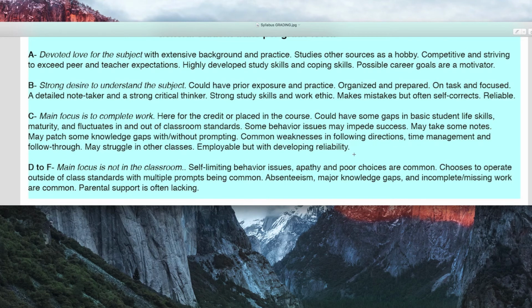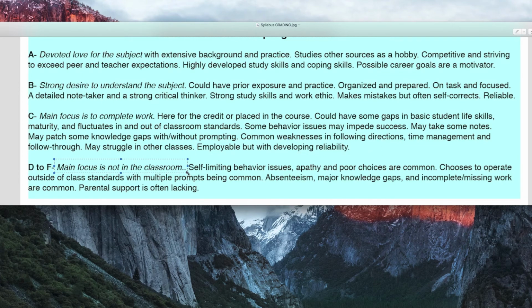A C-level student is generally employable. They'd be okay at an entry-level job. If they were in a competitive job, they would be let go in place of someone else who is more effective at it. Now, I've blocked D and F together because they're pretty much the same. D's do something, F's pretty much do nothing. So a D-level student, the main focus is not the classroom.